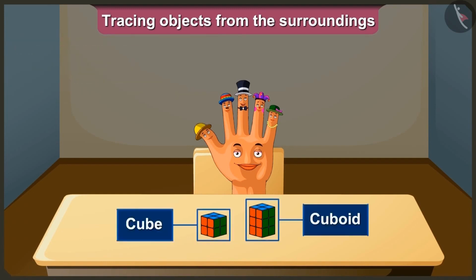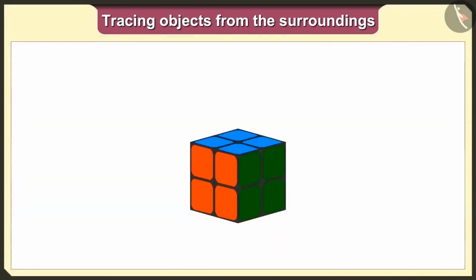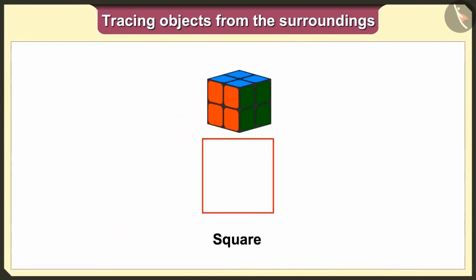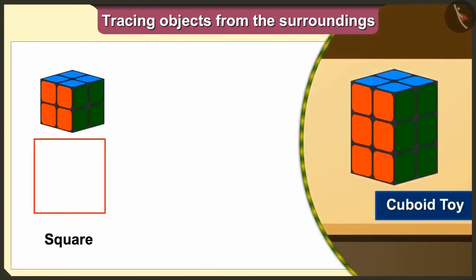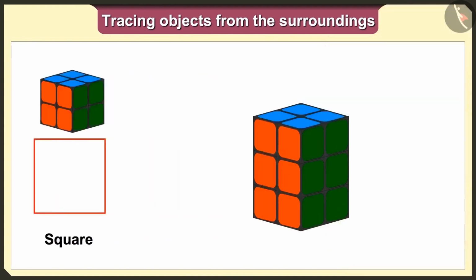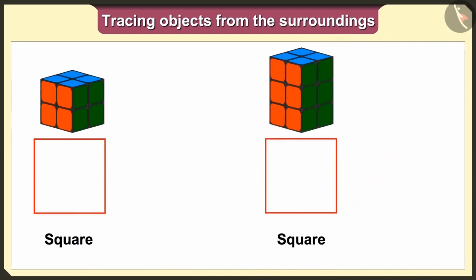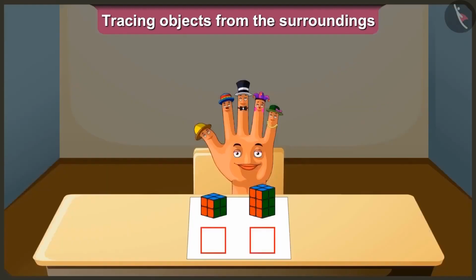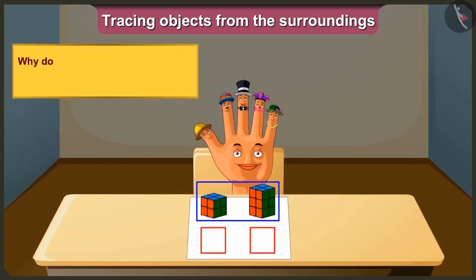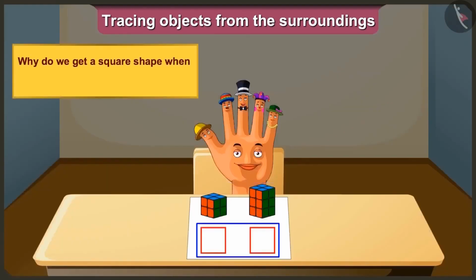Let's keep these toys on a paper and trace them. If we keep this cube toy on paper and trace it, then we will get a square shape like this. And if we keep this cuboid toy on paper and trace it, then also we will get a square shape like this. Oh, but why do we get the square shape when we trace both these toys?